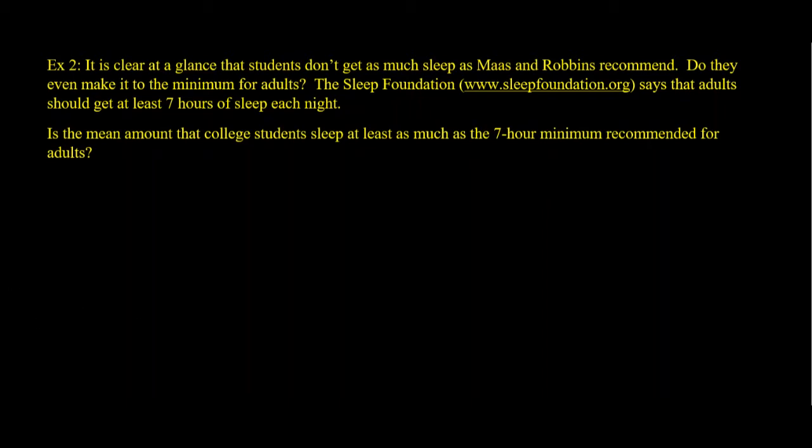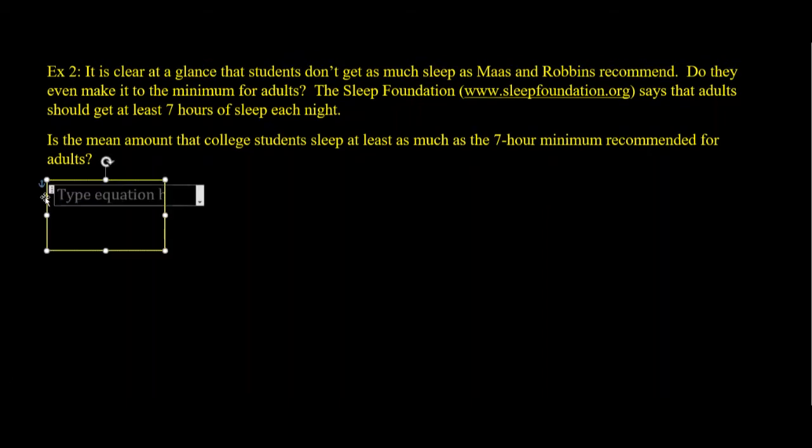So here we're doing a test. We say 7 is the goal. Are they making that? So we're going to do a hypothesis test. Our null hypothesis will be that mu, the population mean, is 7. The alternative will be that it is less than 7, that they don't get at least 7 hours of sleep. So mu is less than 7.